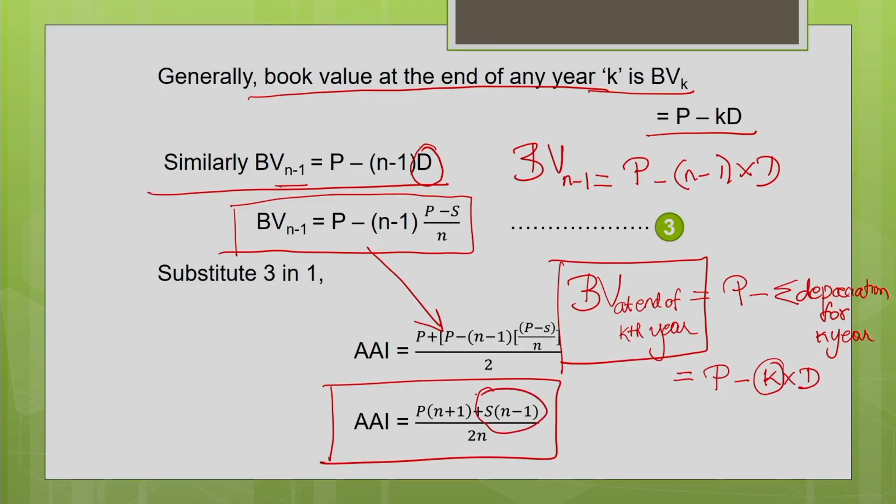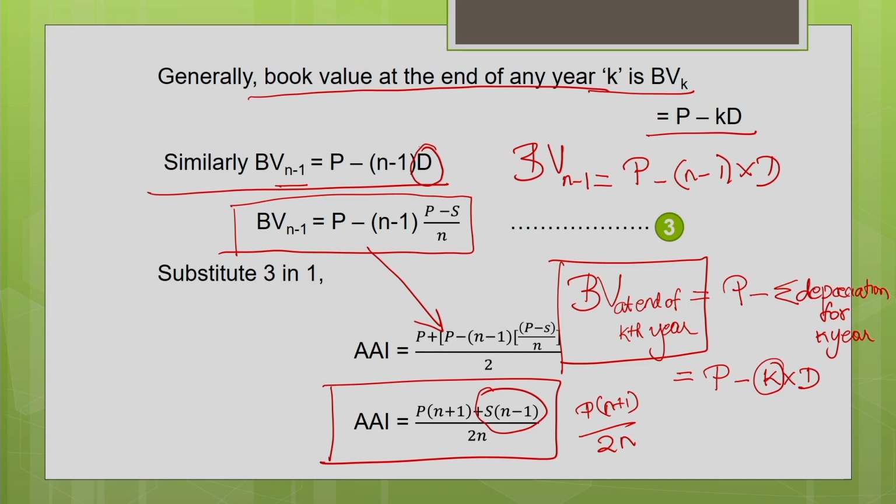Say if the salvage value of the machine is 0, then this term will disappear. Your formula will become P into n plus 1 divided by 2n. That will give you the average value of the machine in case the salvage value is 0 at the end of the useful life of the machine.